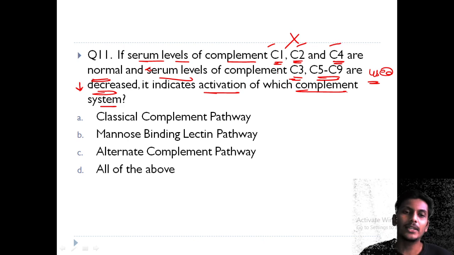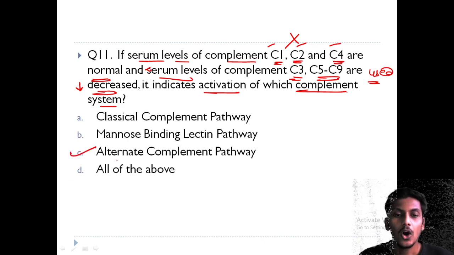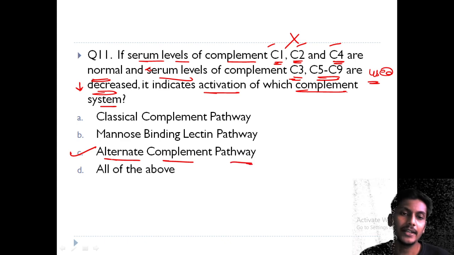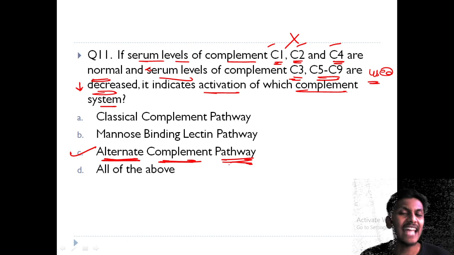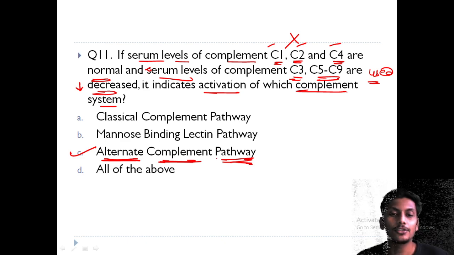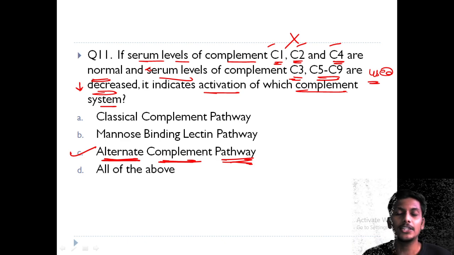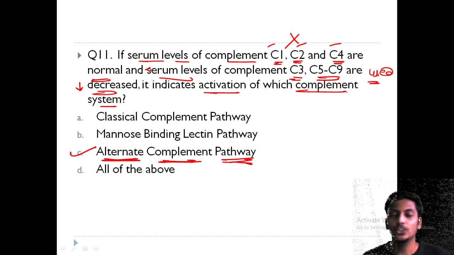And what was that pathway? That was your option C, alternate complement pathway, right? In that, the pathway actually starts directly from C3 activation. So please remember, in cases of alternate complement pathway, C1, C2 and C4 complements are not being used.